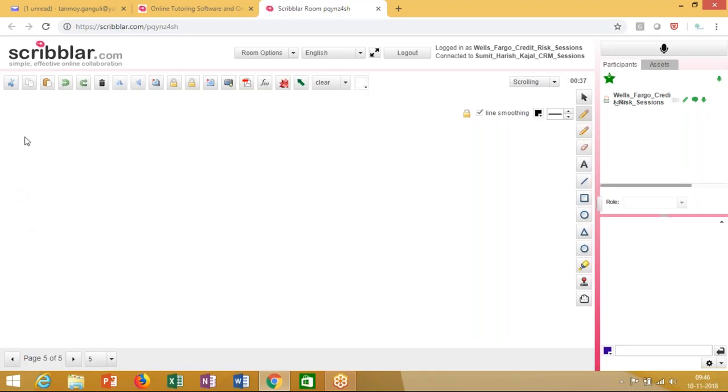Fine. So let's have a look into the next part, that is acquisition scorecards. So I need to develop an acquisition scorecard. What is my business problem here? I want to know whether I should be accepting a loan application or declining a loan application.